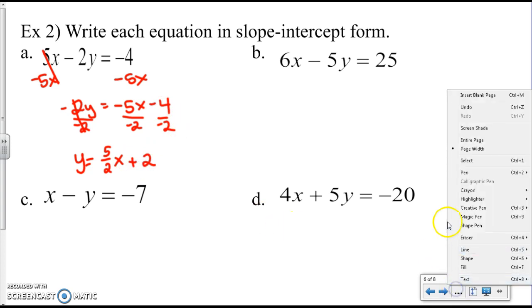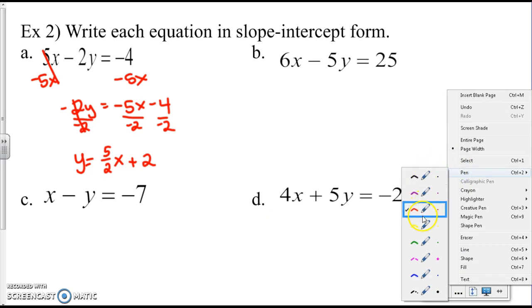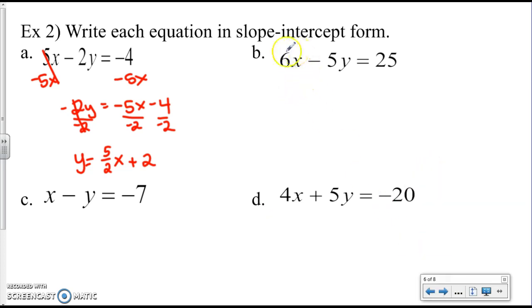Okay. Let's do one more. Kind of see where we're at here. Okay, so our first step is to move our x over. So if it's a positive 6x, we're going to subtract 6x from both sides. So we're left with negative 5y equals, and then remember I can't combine those together because they're not like terms, so I'm going to rewrite that as negative 6x plus 25.